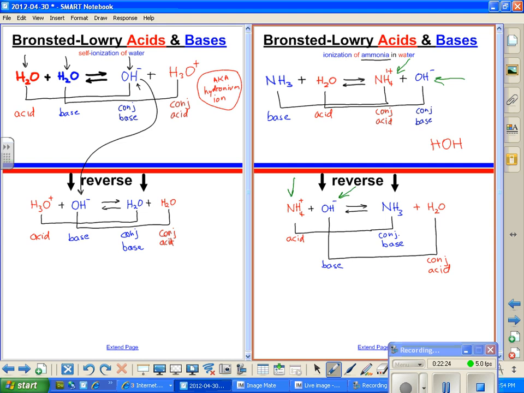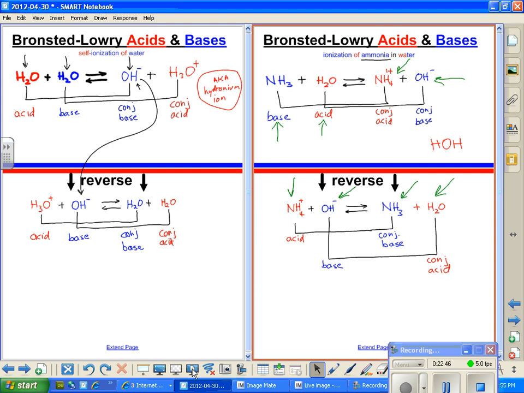And as they go back to form what was the base and the acid to begin with, you'll see that the base is now called a conjugate base, this ammonia here, and this is called the conjugate acid. Right? So that's how that worked.